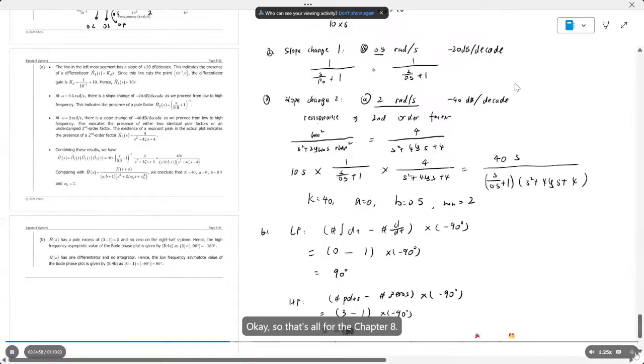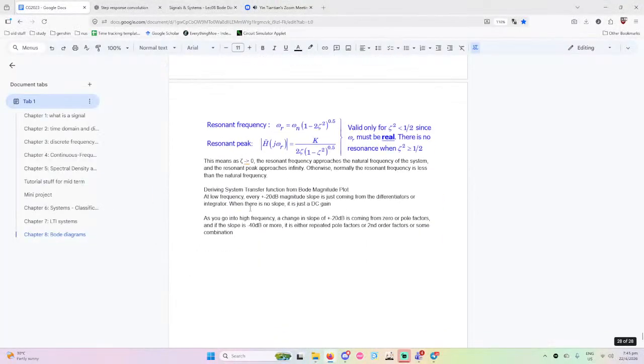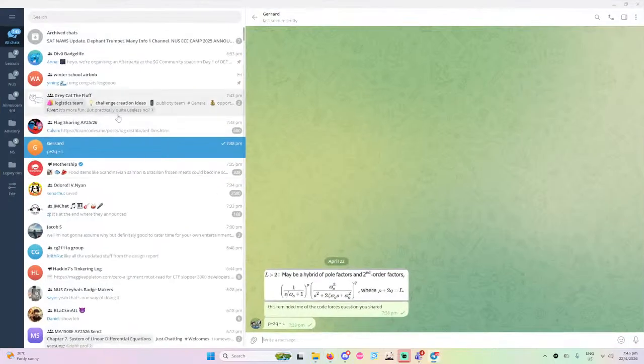Okay, so now let's look at the tutorial questions. So let's look at tutorial 6 first. Okay, in tutorial 6, for the following systems, determine the order of the system and the pole zero excess. Sketch the pole zero map.